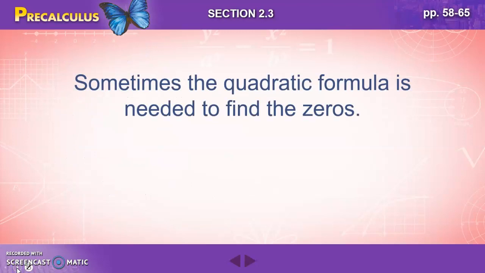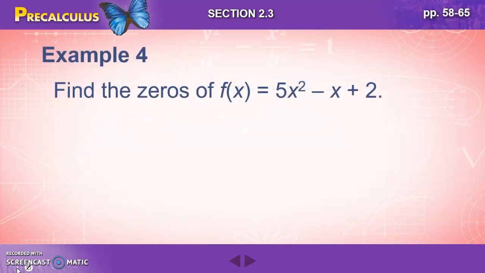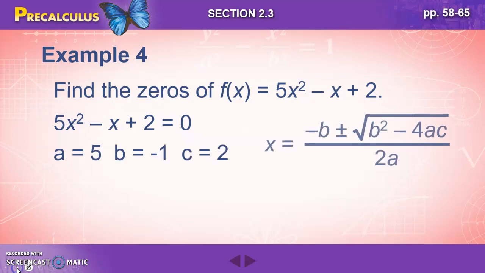Sometimes the quadratic formula is needed to find the zeros. And I'm sorry I don't know the quadratic formula song, but hopefully you can remember how to use the quadratic formula. Find the zeros of f of x if f of x equals 5x² minus x plus 2. We're going to set that equal to 0. Unfortunately, that does not factor neatly, so we do need to use the quadratic formula. And there it is on the right-hand side as a reminder.